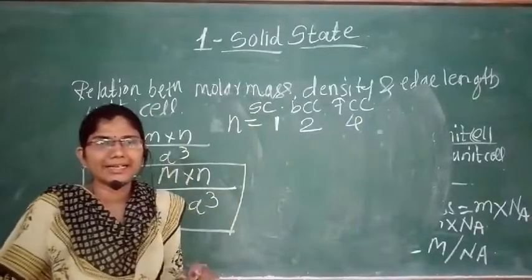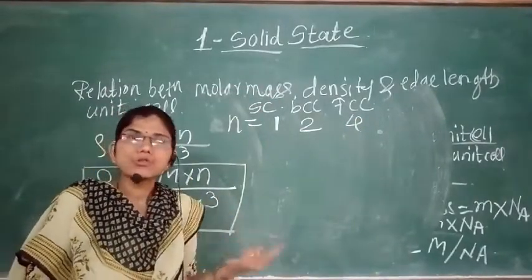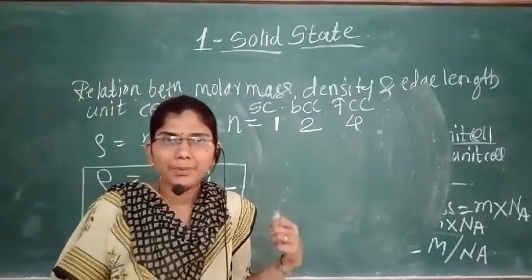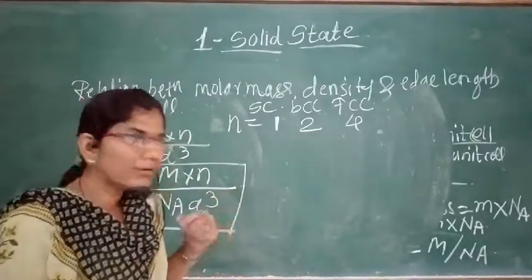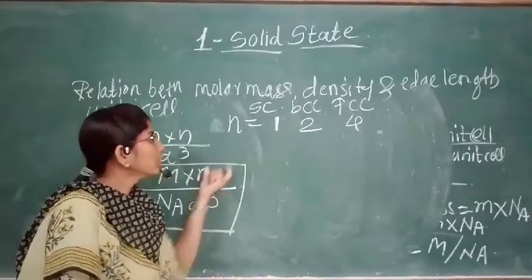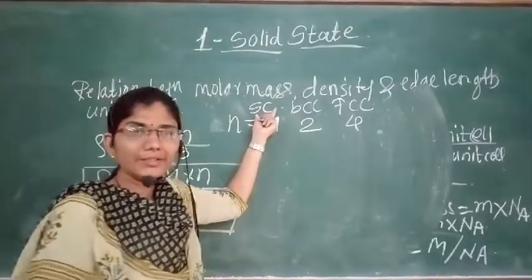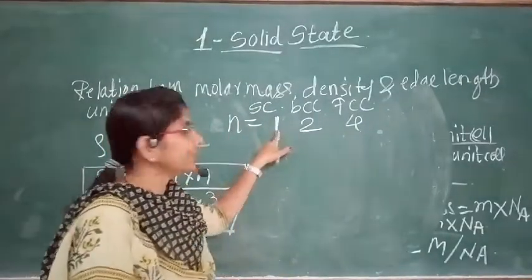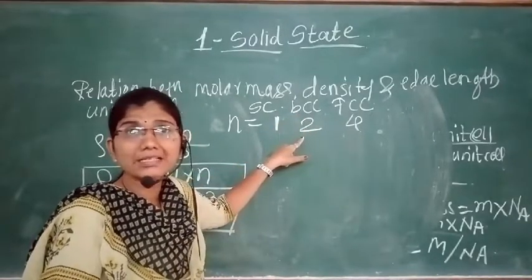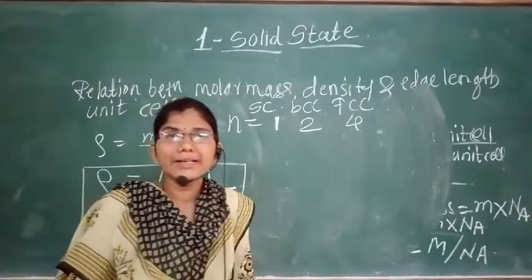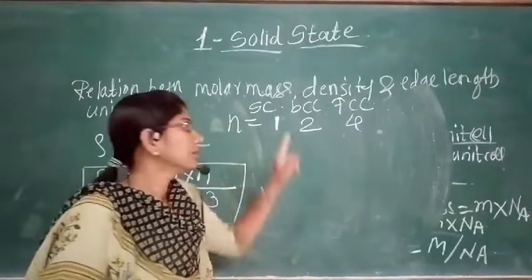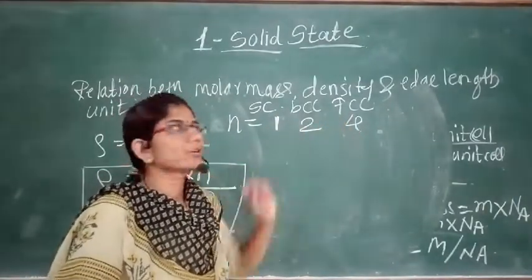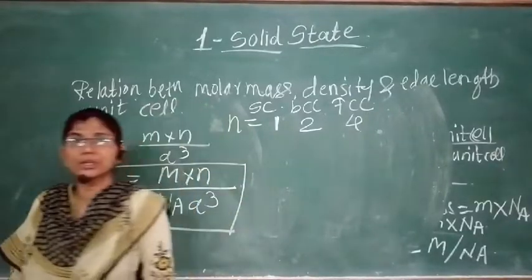So we have to remember this when we solve numericals on this density part, regarding which value of n to put. If in that example the crystal structure is simple cubic, then n is equal to 1. If it is body centered cubic, then n is equal to 2. n means the number of particles per unit cell. For simple cubic it is 1, for body centered cubic it is 2, and for face centered cubic it is 4.